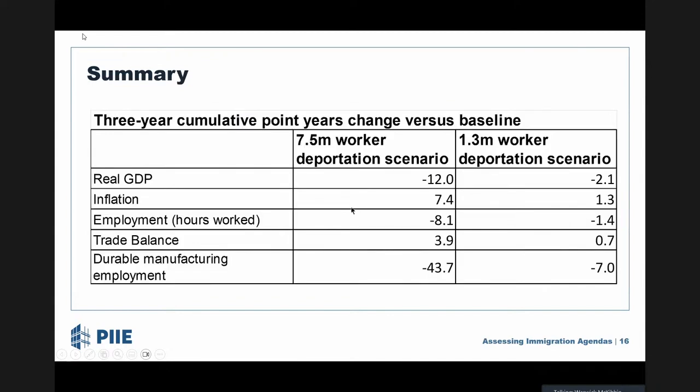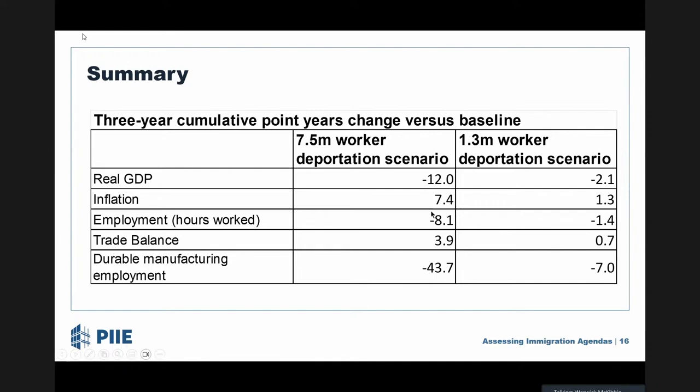So what do we get? What's the answer that we find? This is a summary table, and here we're accumulating over 3 years those percentage point deviations. So if you deport 7.5 million workers, you get a midpoint estimate, and I should mention there's some uncertainty here because the parameterization of the model has an enormous amount of uncertainty, but under the best guess parameterization, by over 3 years, GDP is 12% lower than it otherwise would have been cumulatively.